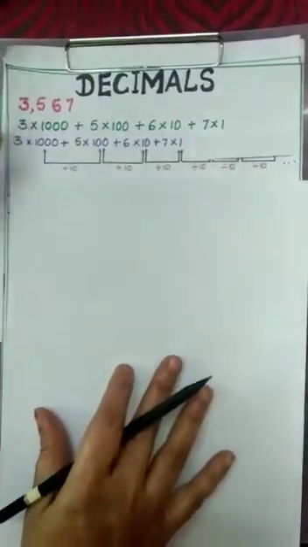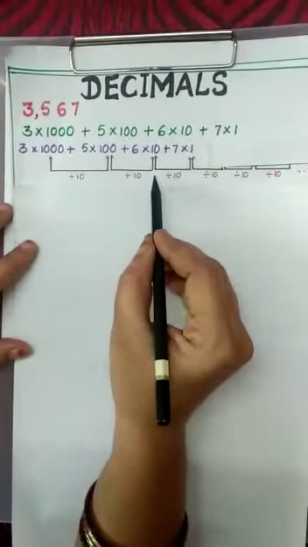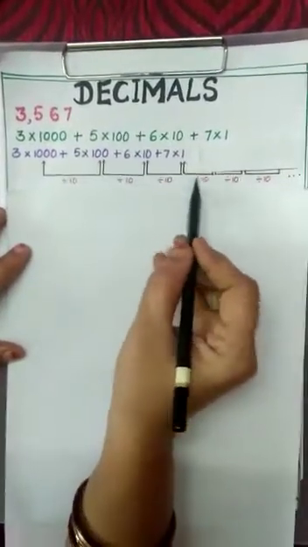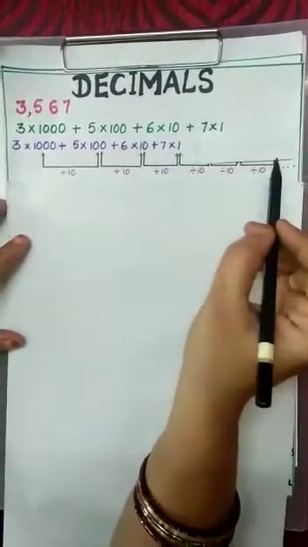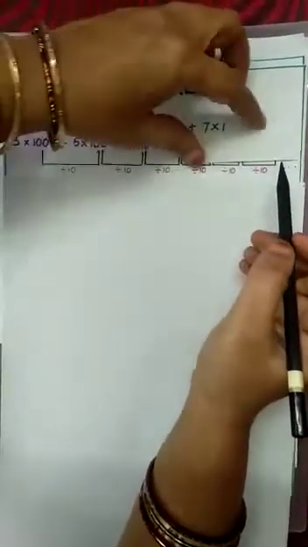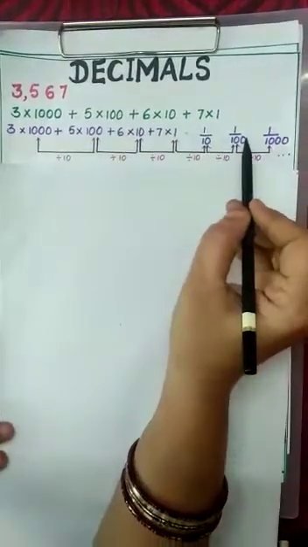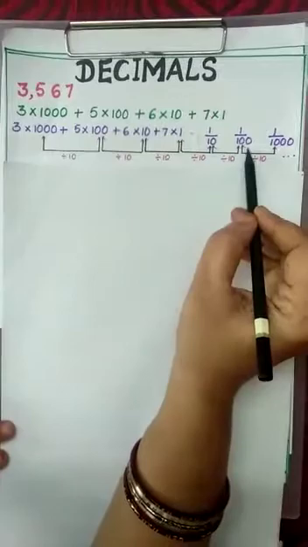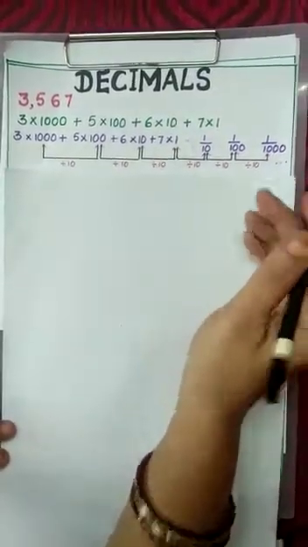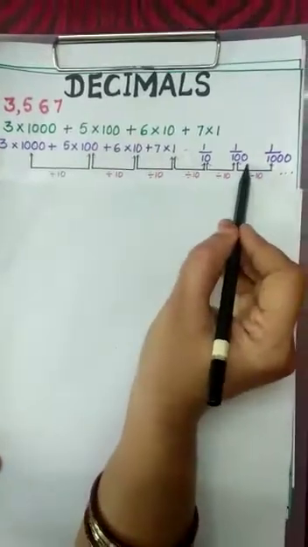Now look at this pattern. As we move right, each position is 10 times smaller than the earlier one. What will happen if we continue to move right? If we continue to divide further by 10, we get fractions like 1 by 10, 1 by 100, 1 by 1000 and so on. Now how do you separate these whole numbers from the fractions?